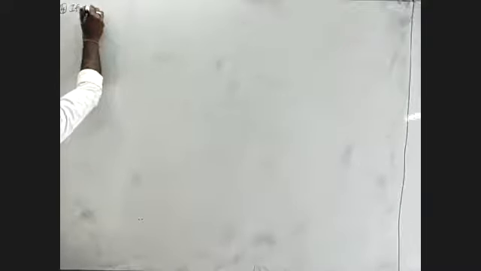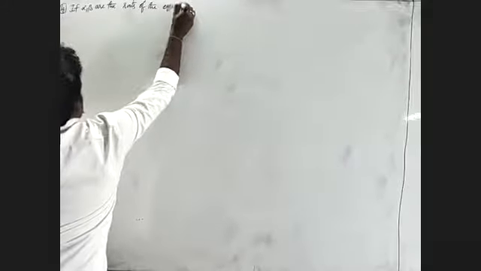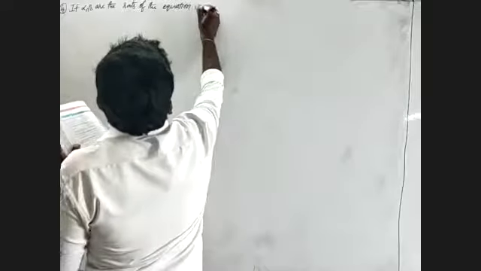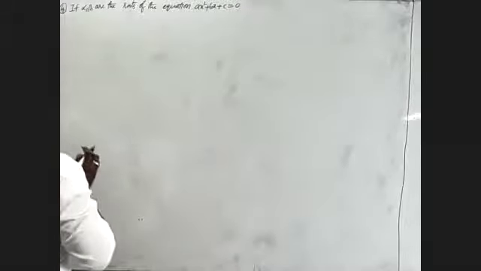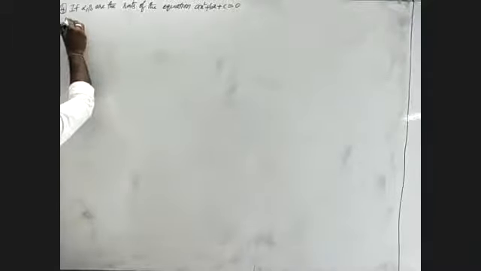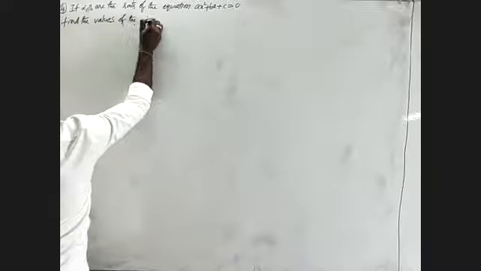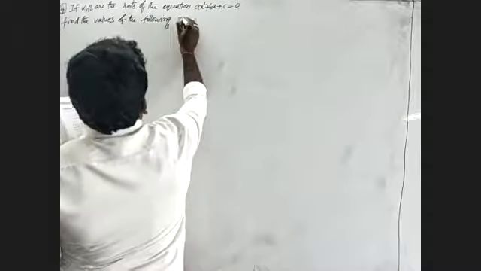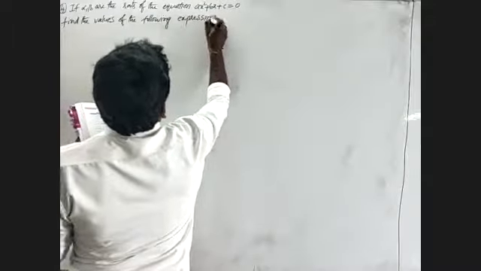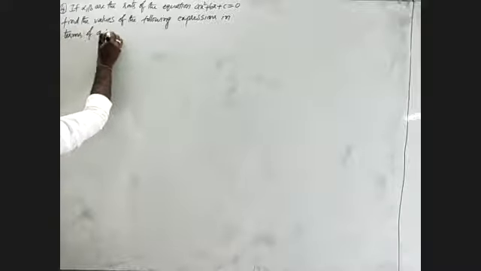If alpha, beta are the roots of the equation ax squared plus bx plus c is equal to 0, find the values of the following expressions in terms of a, b, c.